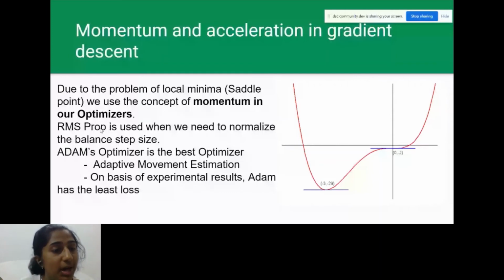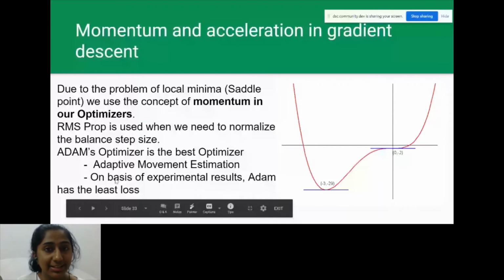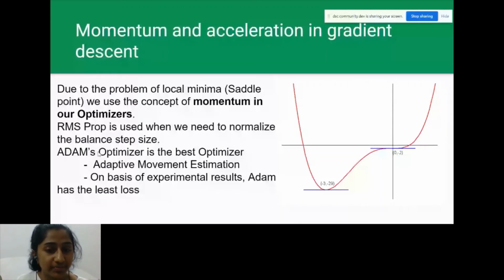RMSprop is used when you have to normalize the step. So this is one kind of optimizer. And you have AdaGrad, which is another type of optimizer. And our favorite is the Adam optimizer, which is the best optimizer. Why is it the best? Because the experimental results say so, because it has the least loss. The full form of Adam is adaptive moment estimation.